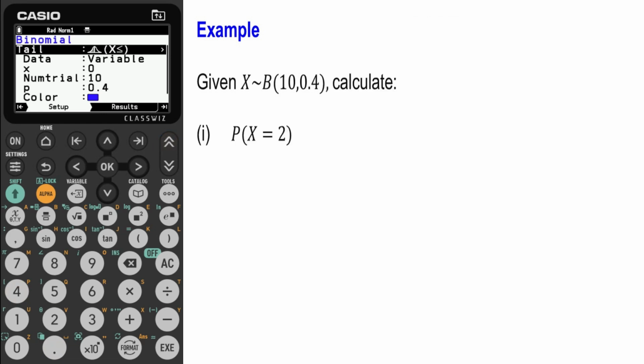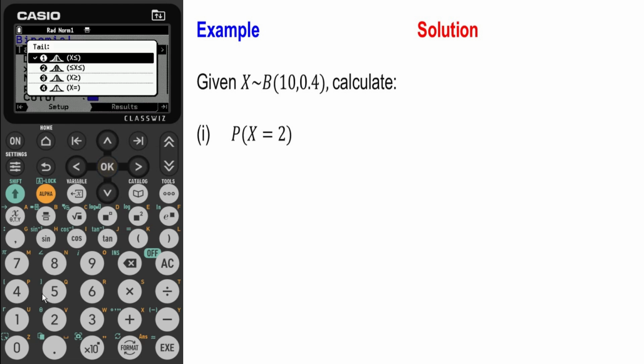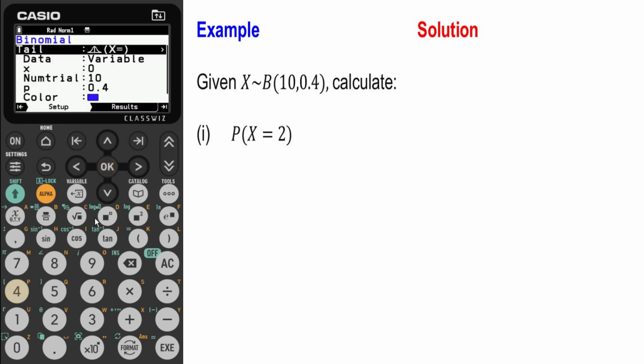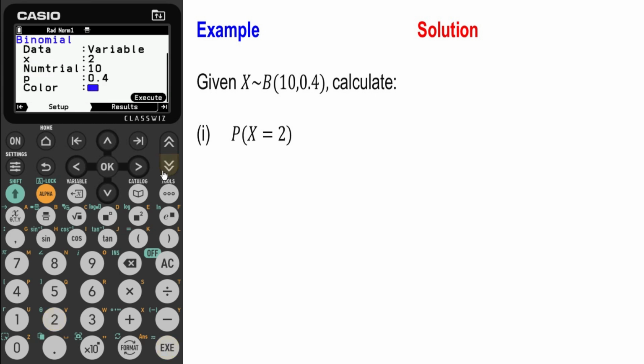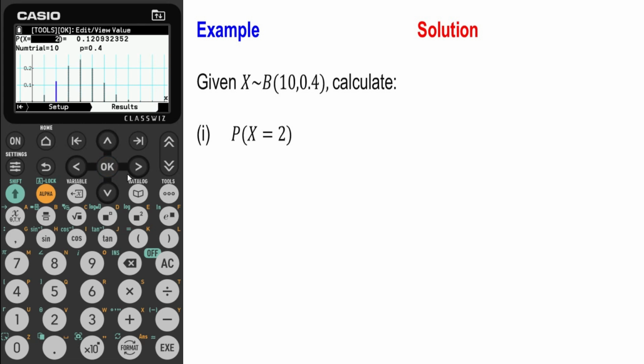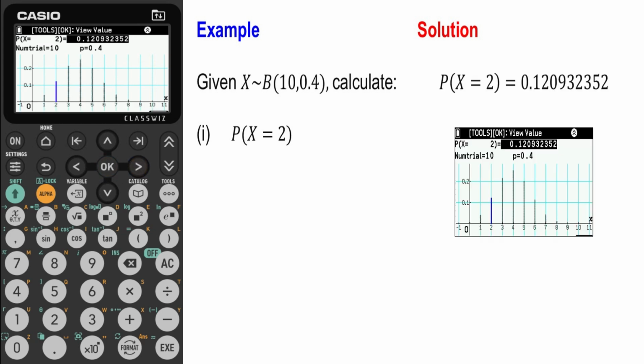In the first example, we have to calculate the probability that X equals 2. Let's change the tail to be something of the form X equals. We have the probability that X equals 2, so X here is 2. You will find the probability that X equals 2 is equal to 0.120, etc.